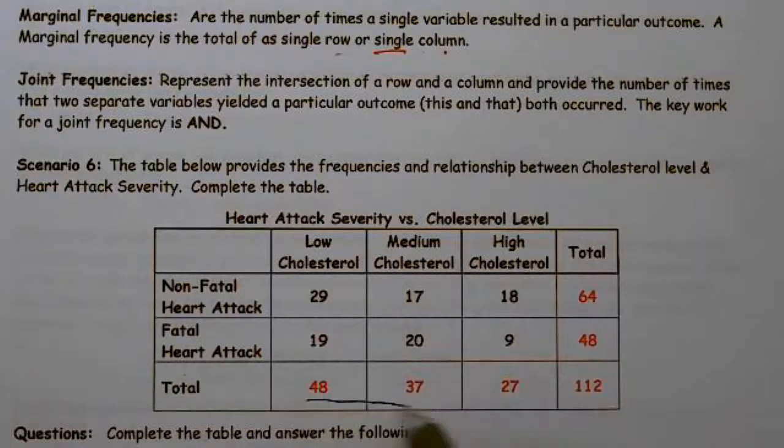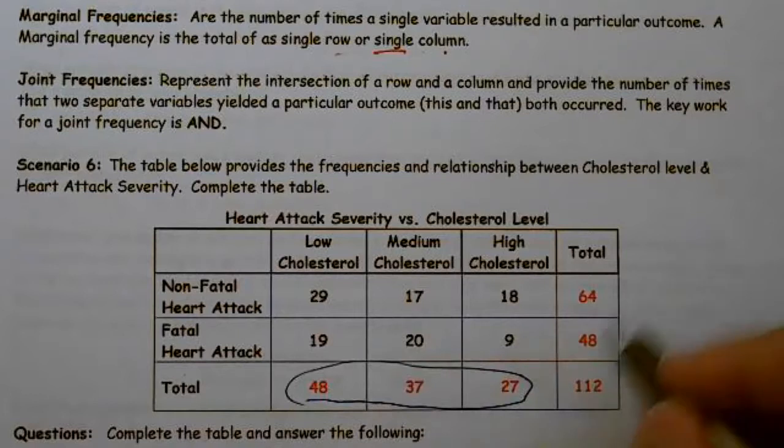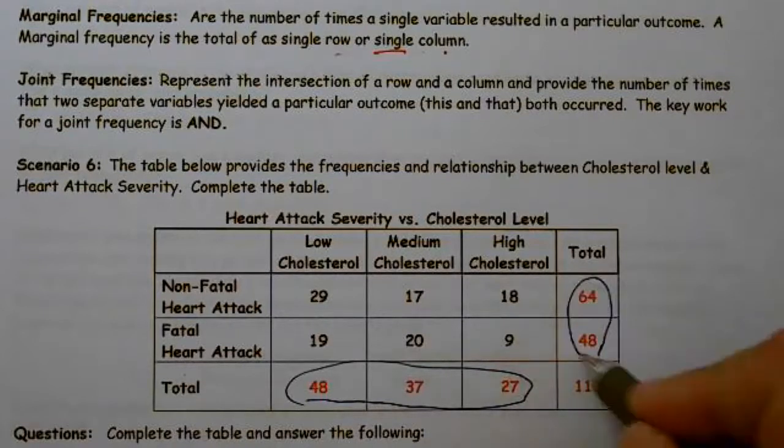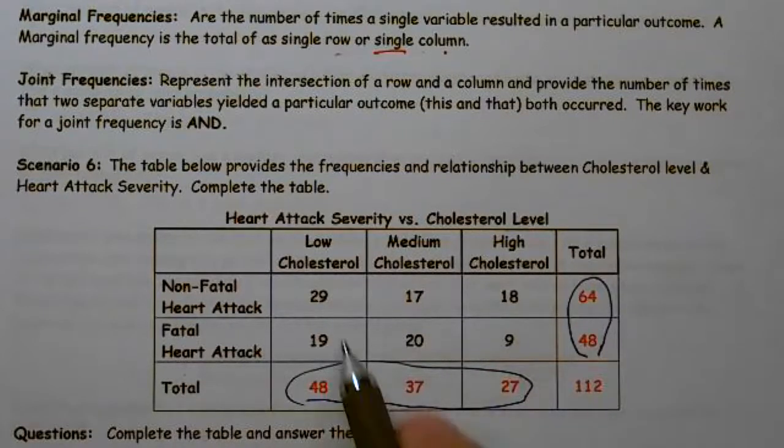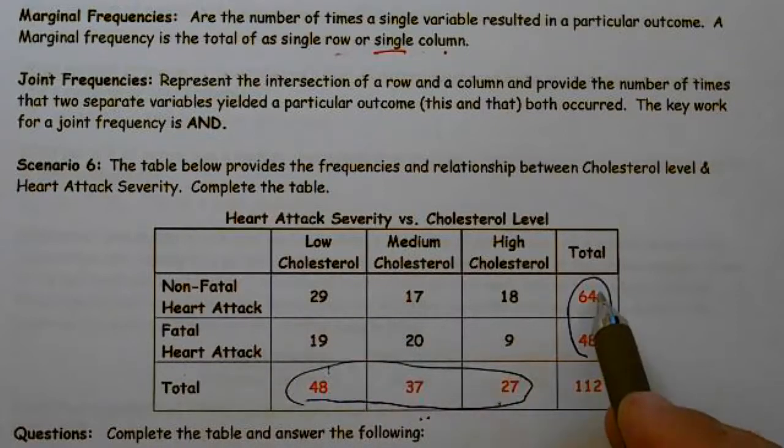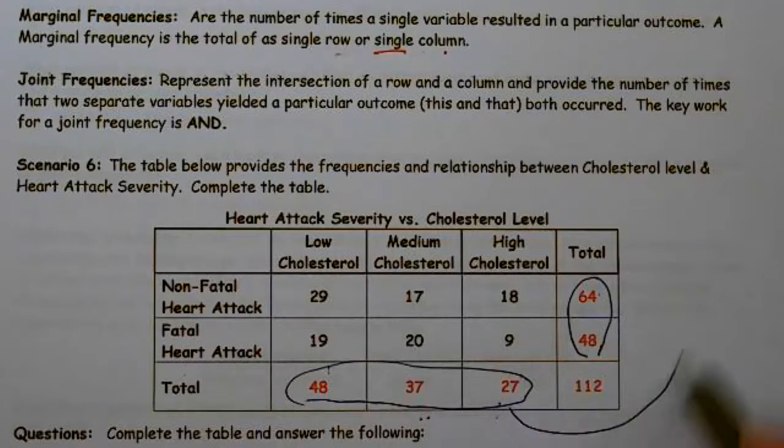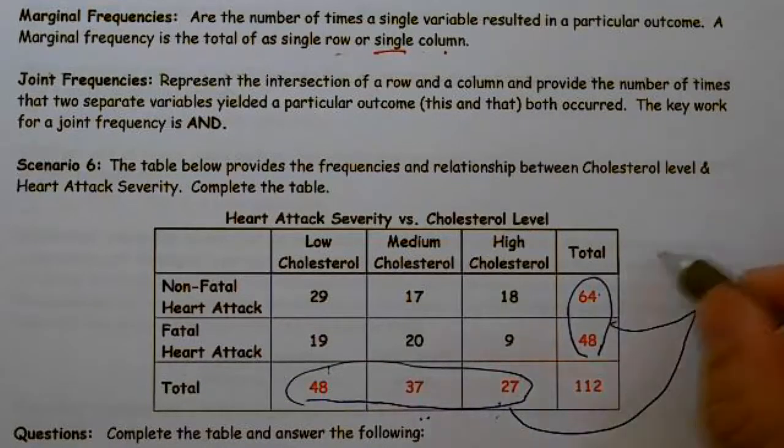So when I circle these, this is a single column total, single column total, single column total, a row total, and a row total. So these make up my marginal frequencies.